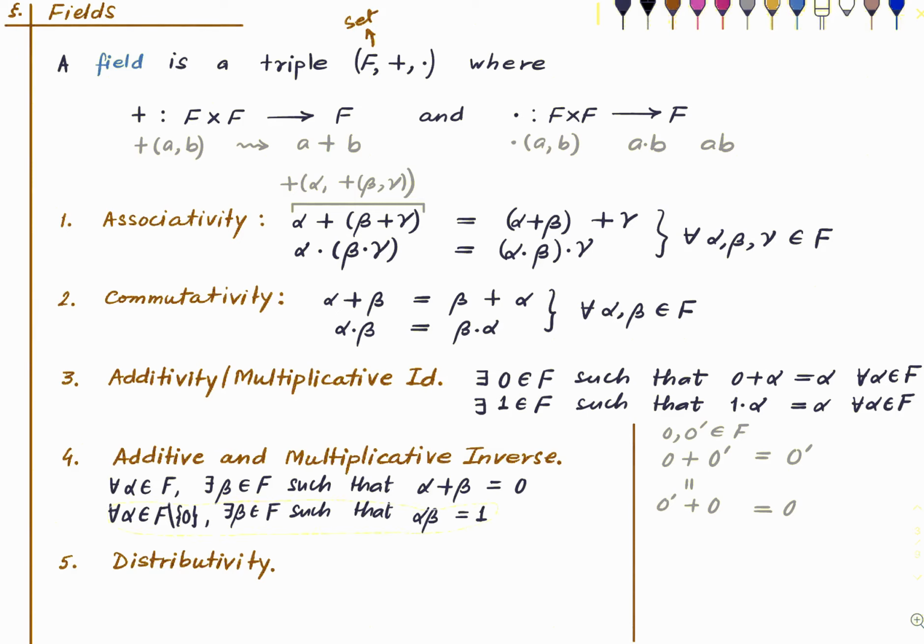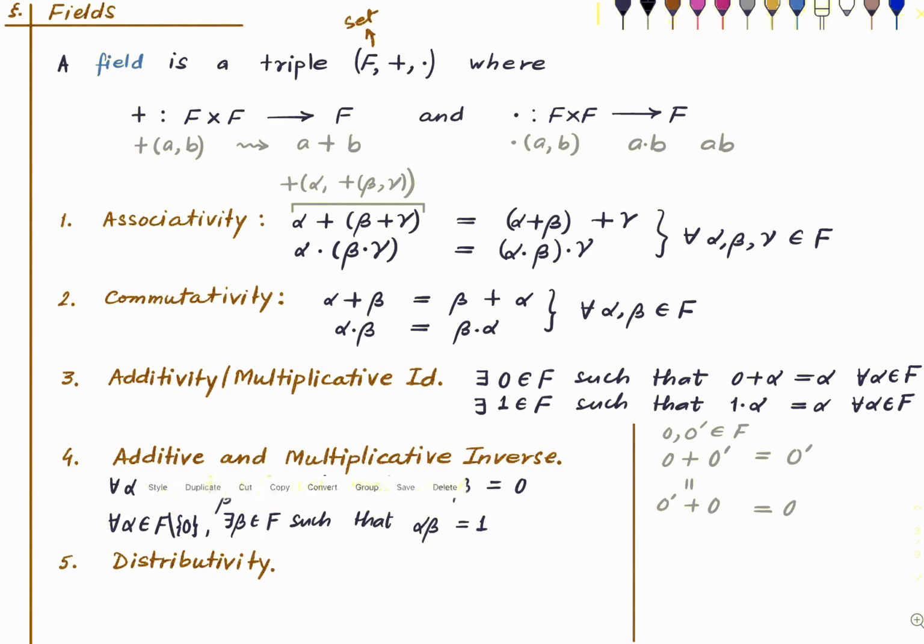Now, one thing I want to mention is that here again, we are only insisting on the existence of such a thing, but you can show, similar to this kind of reasoning, that actually there is only one such element. So for each alpha, there is one and only one beta which satisfies this. It will follow. So this unique beta is called the additive inverse of alpha.